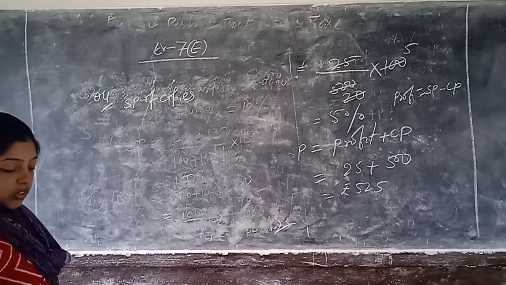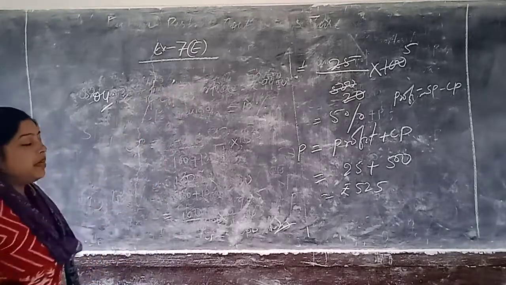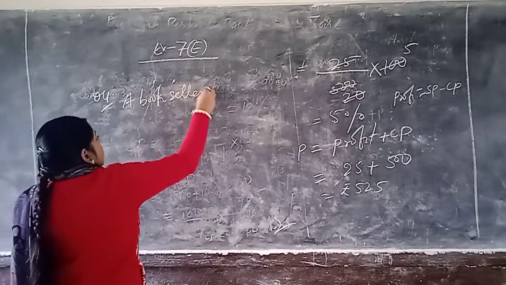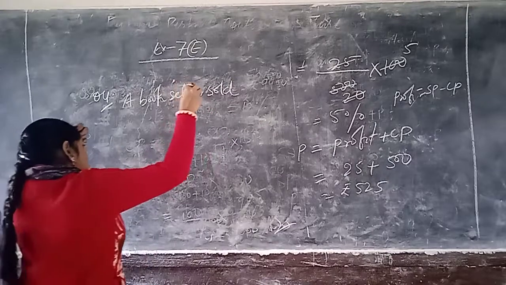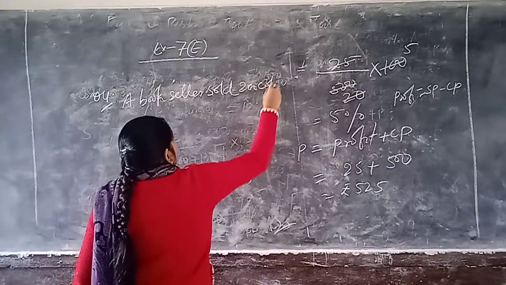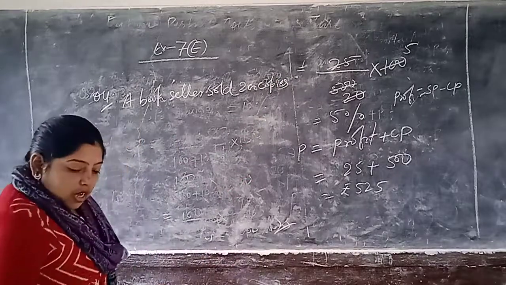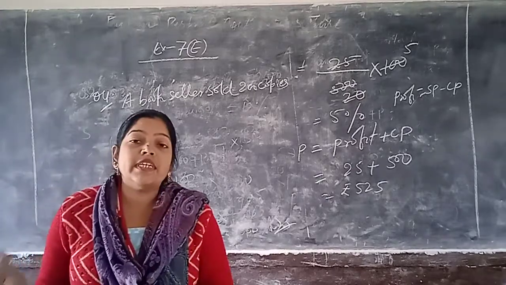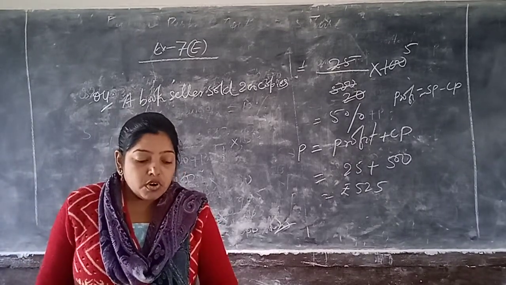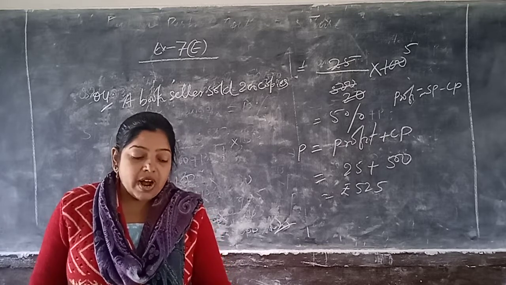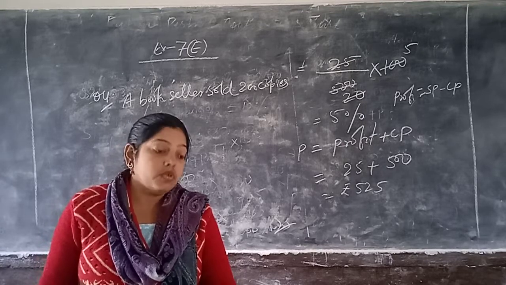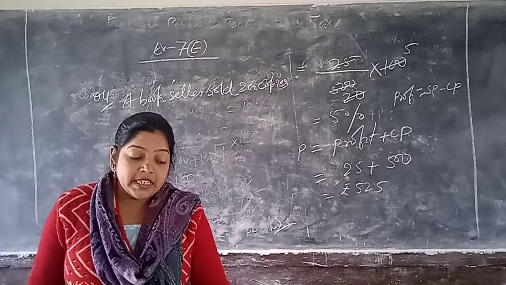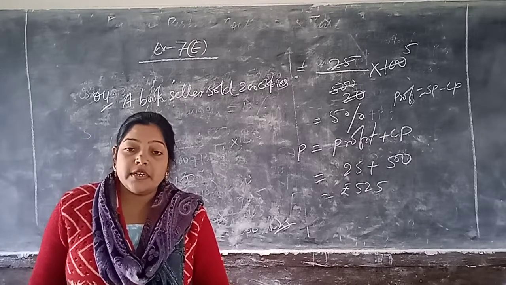A bookseller sold 200. So we write now the statement. A bookseller sold how many copies? 200 copies. Okay, now the question is, a bookseller sold 200 copies of books at a profit of 20%. If a book cost him rupees 70, find the total selling price of the book. So the cost of the book is 70.